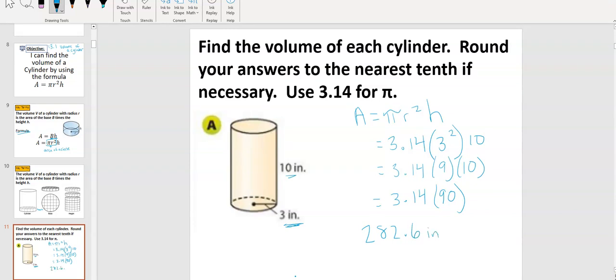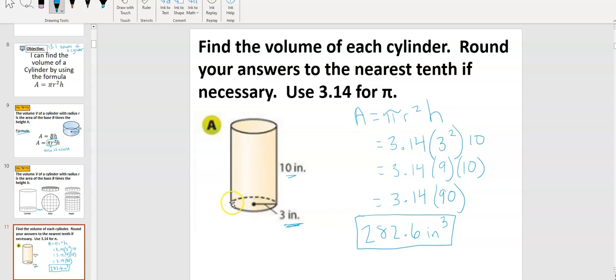282.6 inches. And remember, volume is cubed because it's 3-dimensional. So when we're labeling these shapes, we're always going to use inches, units, feet, whatever it is, but cubed. Okay, that's super important that we label our shape correctly. And that's it, guys. That's it.